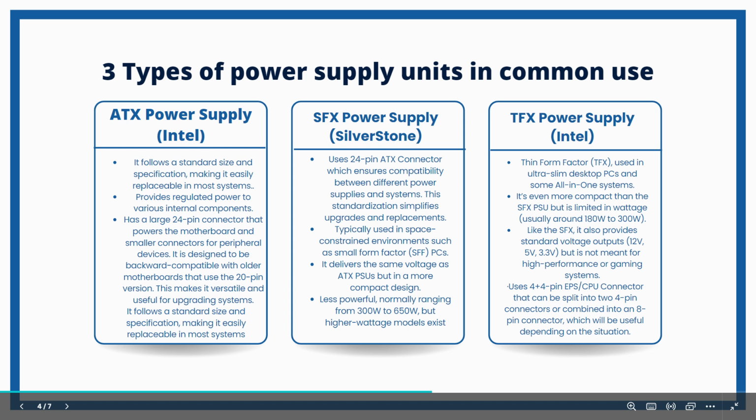Last but not least, the TFX power supply, Intel. Thin form factor TFX is used in ultra slim desktop PCs and some all-in-one systems. It's even more compact than SFX PSU, but it's limited in wattage, usually around 180 watts to 300 watts. Like the SFX, it also provides standard voltage outputs like 12 volts, 5 volts and 3.3 volts, but it's not meant for high performance or gaming systems. It uses a 4+4 pin EPS or CPU connector that can be split into 4 pin connectors or combined into an 8 pin connector, which will be useful depending on the situation.